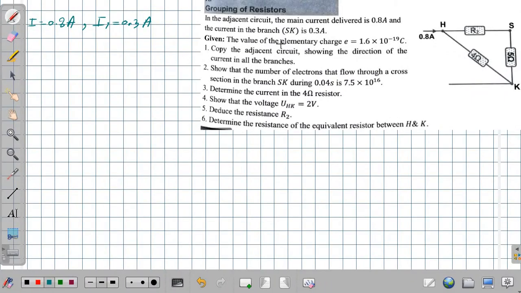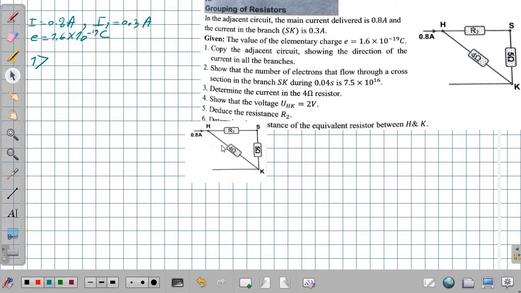Anyway, given the value of elementary charge, E is equal 1.6 times 10 to the power minus 19 coulomb. Question number 1. Copy the adjacent circuit showing the direction of the current in all the branches.